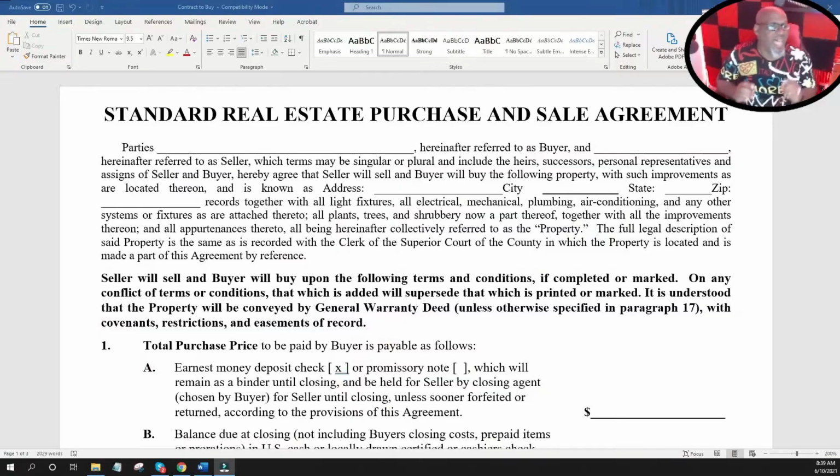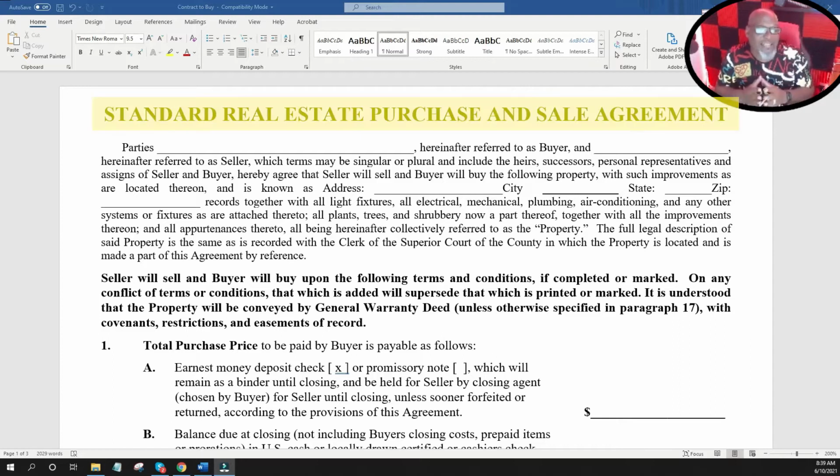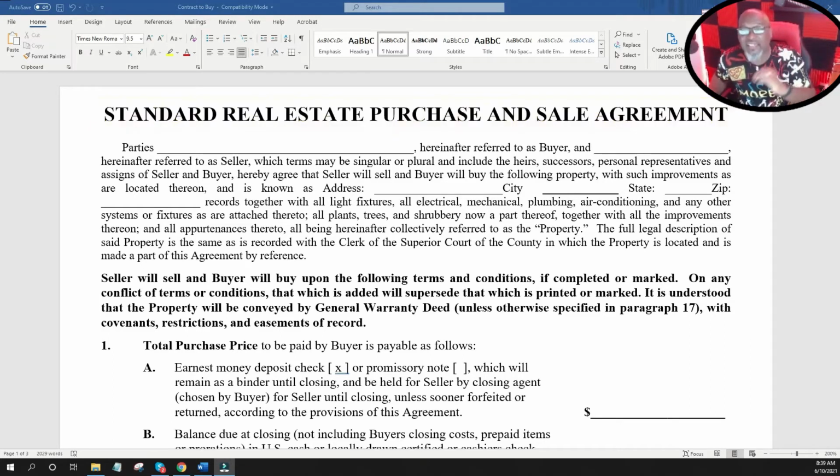Now, let's dive in deep and show you exactly how to fill it out. Okay, as you can see, this is what I like to call my standard real estate purchase and sale agreement. It's only 3 pages, and I'm going to go over exactly what you need to fill in of this agreement. For example, in this first section, it talks about the parties.